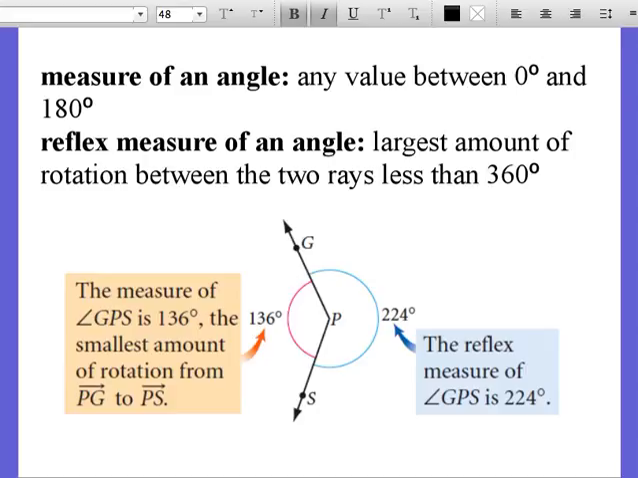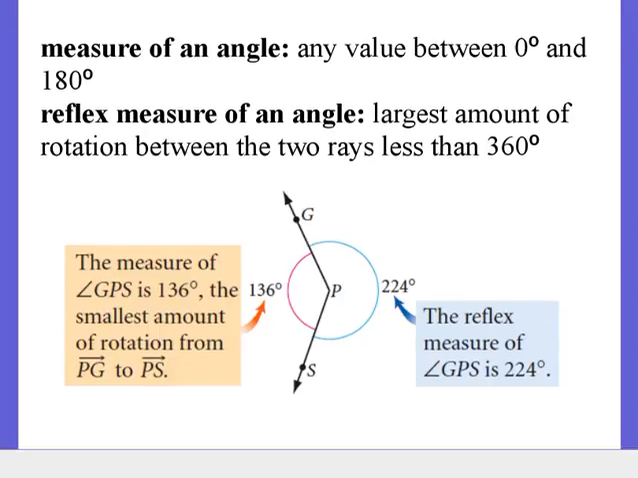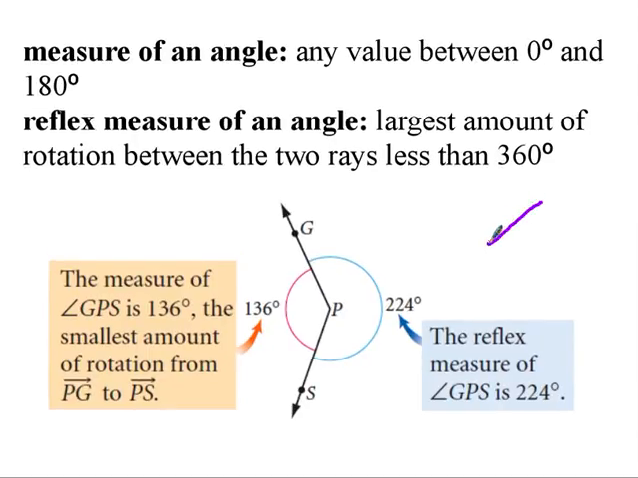So let's just say, for kicks and giggles, this angle's 40 degrees. What would the reflex angle be? 320. It's going to be 360 minus your 40 degrees. So to find the reflex angle, you're just taking 360 minus whatever the angle is. Shouldn't be too bad.